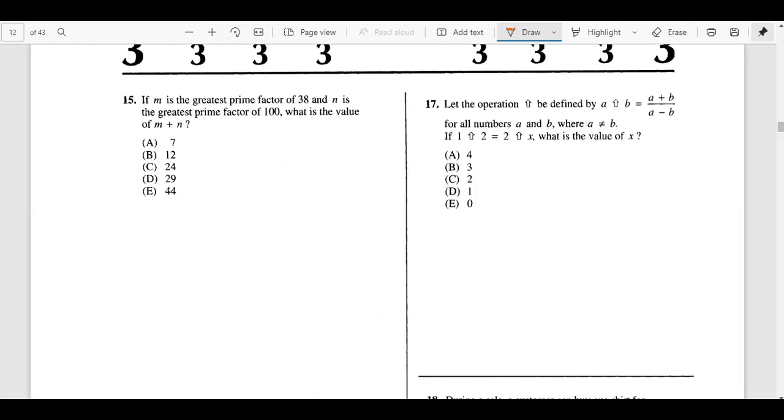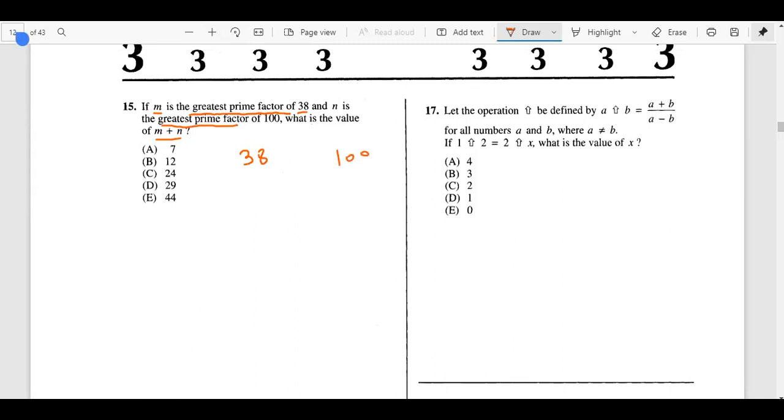If m is the greatest prime factor of 38 and n is the greatest prime factor of 100, what is the value of m plus n? Now, whenever you are asked to find the value of something, like m plus n, and all the options are numerical, this means that you need to find m and n first, right? Now think of 38 and 100 and think of all the prime numbers you know.